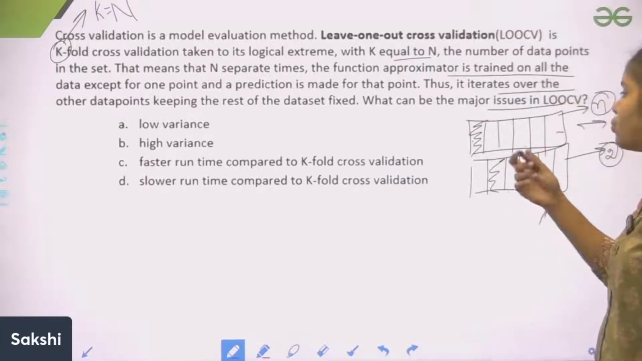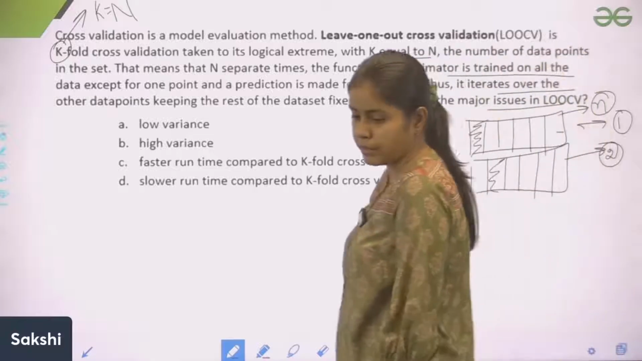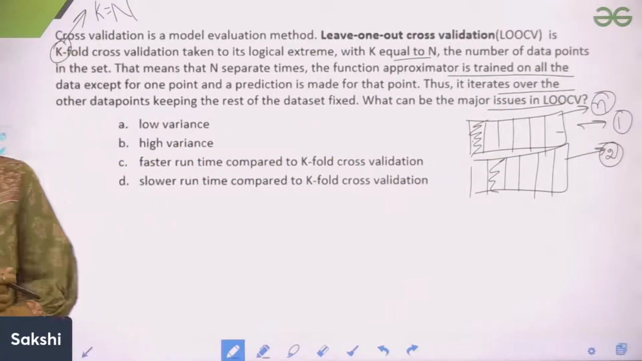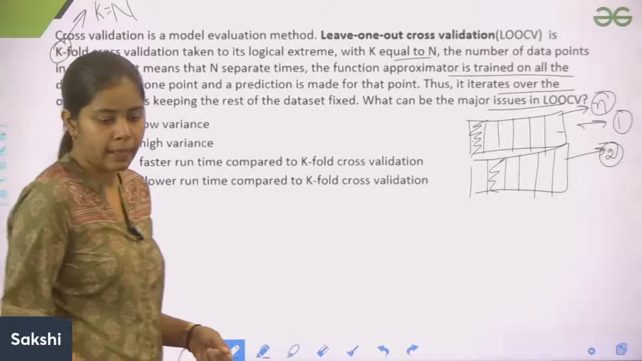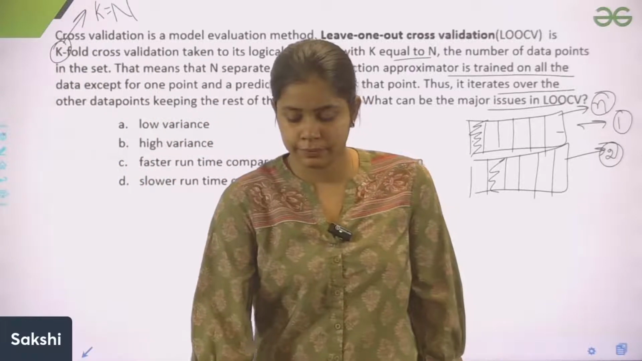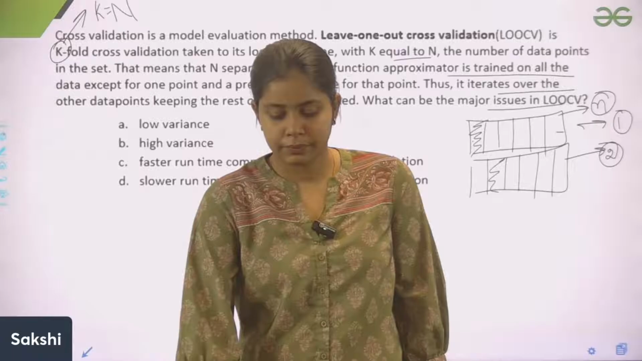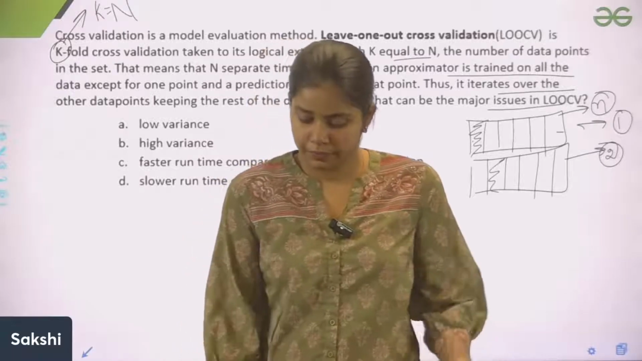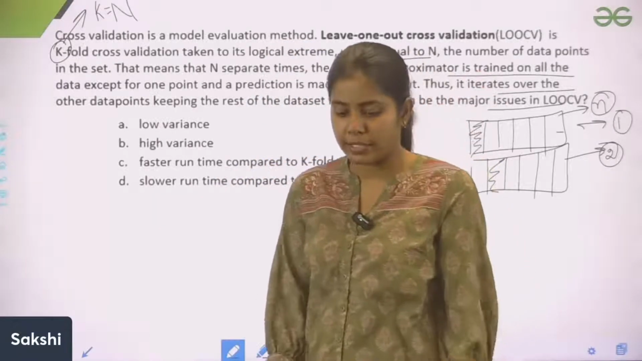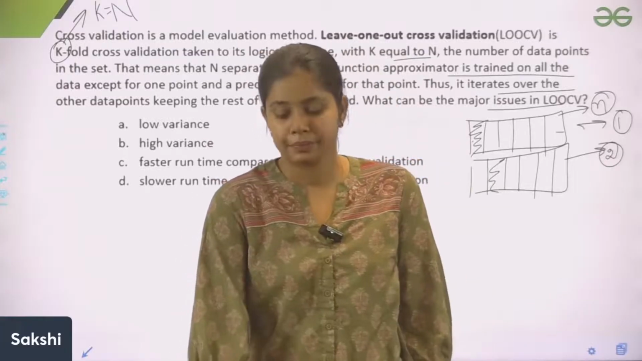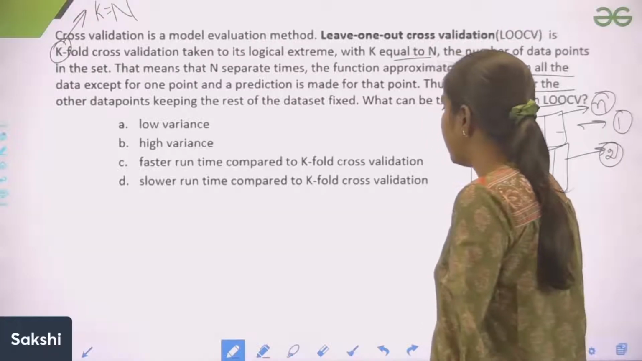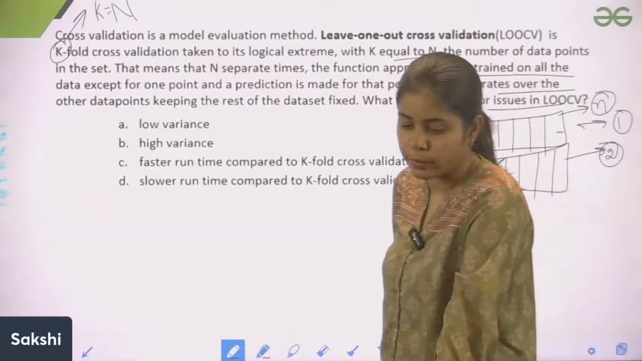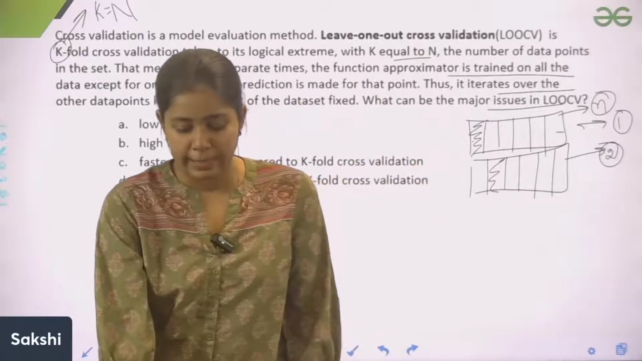What can be the major issues in leave one out cross validation? Just tell me, guys, what would be the major issues you would face? Tell me, guys. Let me know in the chat section what would happen here. Would we have low variance, high variance, faster runtime, or slower runtime as compared to k-fold cross validation? Think about it and let me know.